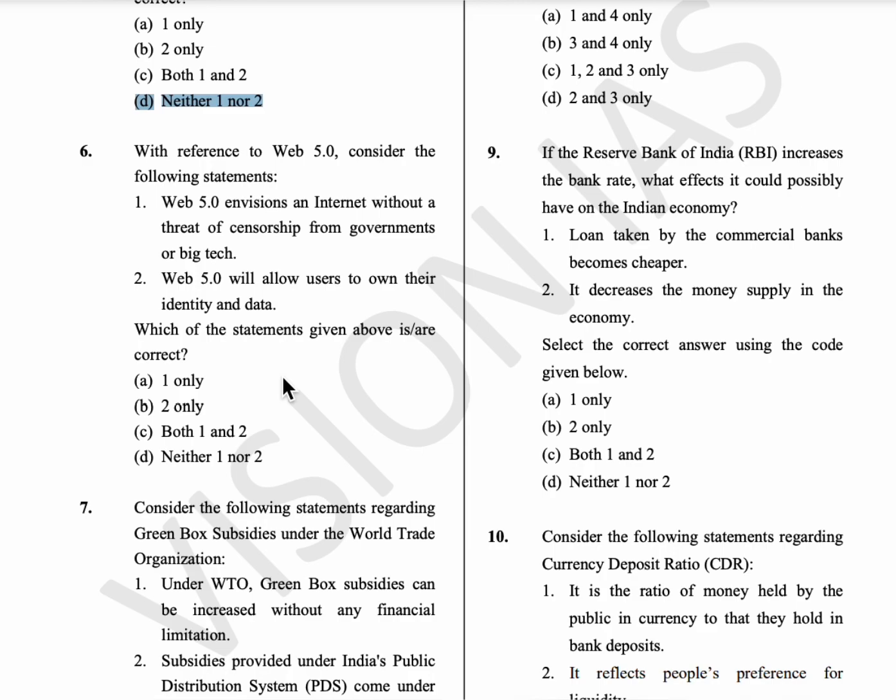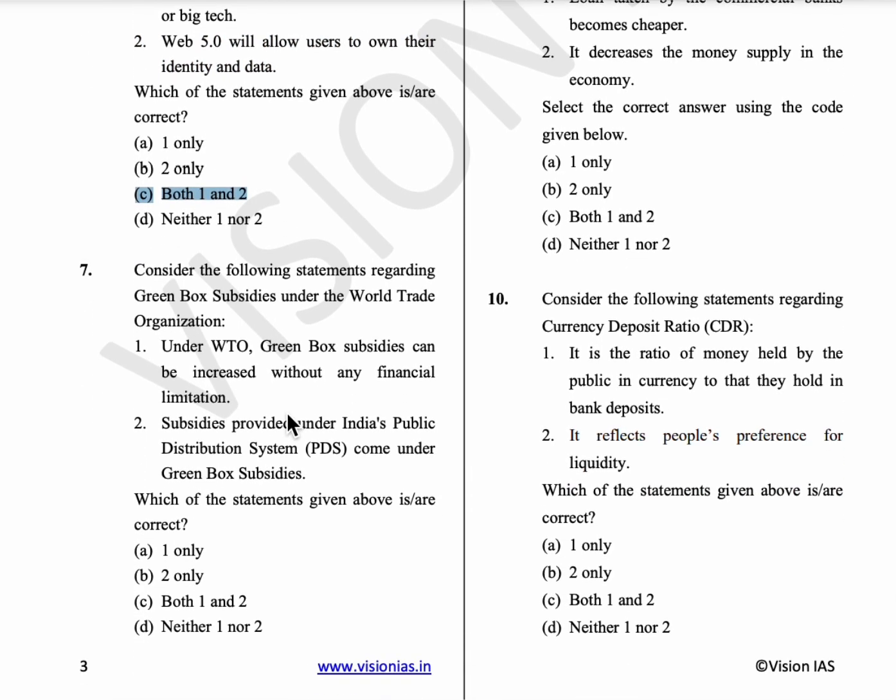So here Web 5.0 is the new form of web platform where your own identity and data can be controlled and protected. So let's get into the first statement. Web 5.0 envisions an internet without a threat of censorship from the governments or big tech. So the first statement is correct. Coming to the second statement, Web 5.0 will allow users to own their data and identity. The second statement is also correct. So option C. Seventh question, consider the following statements regarding green box subsidies under the World Trade Organization.